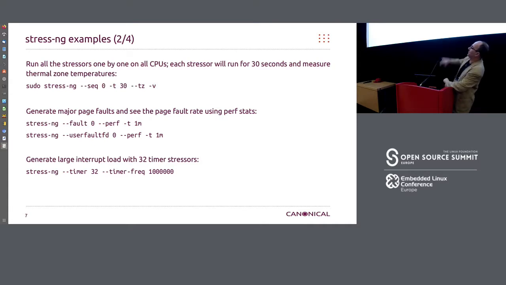And I've got another example here where we run 32 timer stressors, and they're all firing off timer events a million times a second. So theoretically, you should see 32 million interrupts a second. I probably can't actually do that in real life on some of these small devices, but it's a good way of hammering the system and just seeing what happens when you push it to the max. It's not a real life situation, but you never know what happens. So it's a good way of seeing if you break the system.